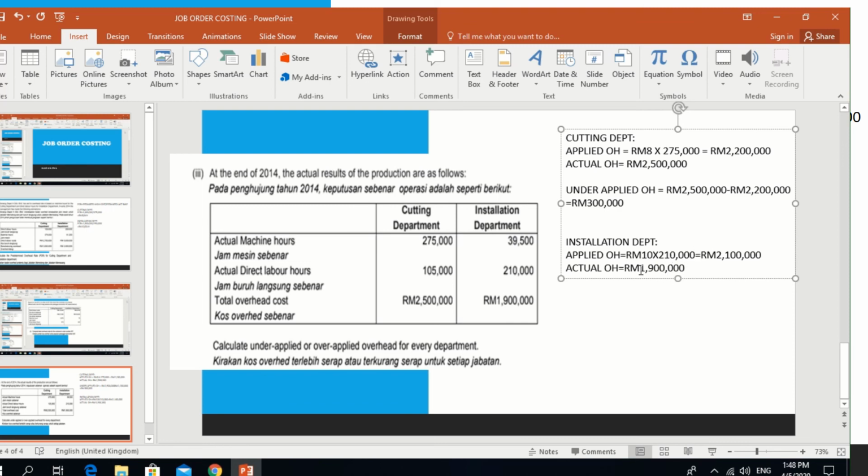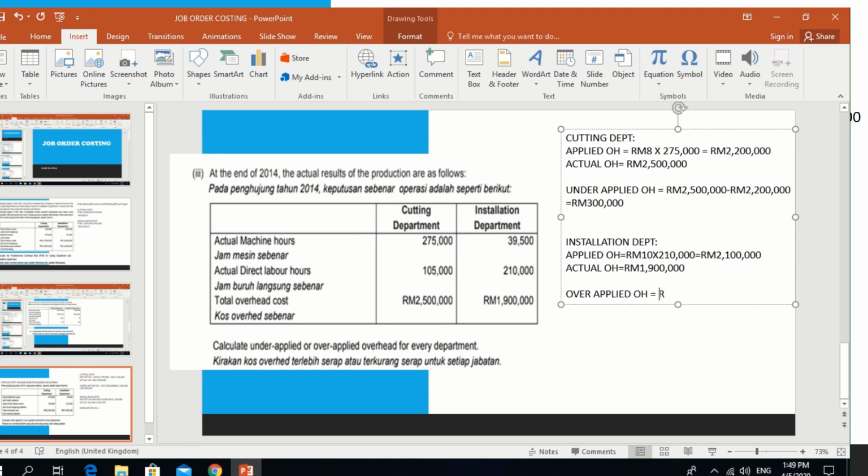Okay, so now kita compare the both amount. So applied 2,100,000, actual 1,900,000. Okay, so kita tengok applied overhead more than actual overhead. Meaning over applied overhead. Okay, over applied overhead because applied overhead is more or bigger than actual overhead. So the answer is over applied overhead. Okay, the difference amount, kita kena tolak lah.